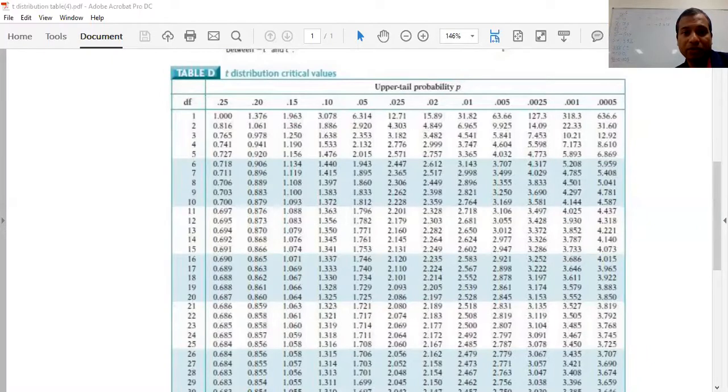So let me take you through the drawings. How much is the degree of freedom? 17. So 17 is here. So I need to move in this direction, and I will stop at alpha by 2, 0.005. So where is it? I think this is the same value. 0 point alpha by 2. Remember, this is alpha by 2 on the top.